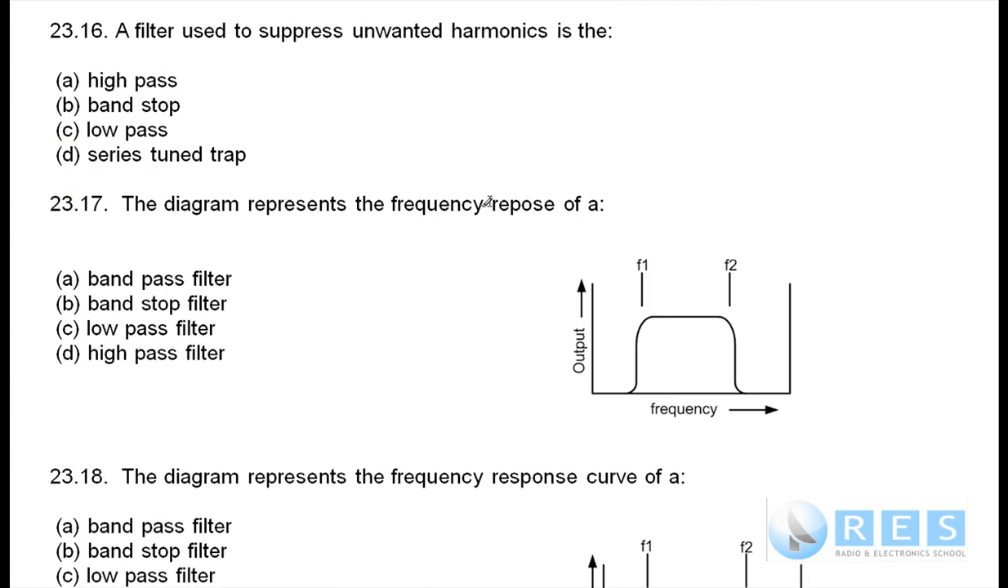23.16. A filter used to suppress unwanted harmonics is the low pass filter.